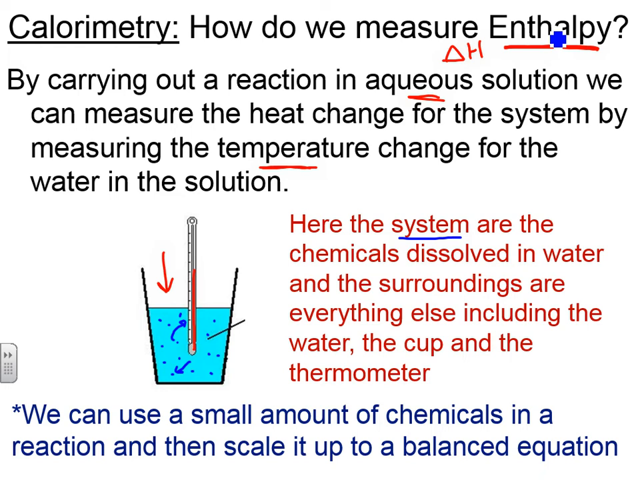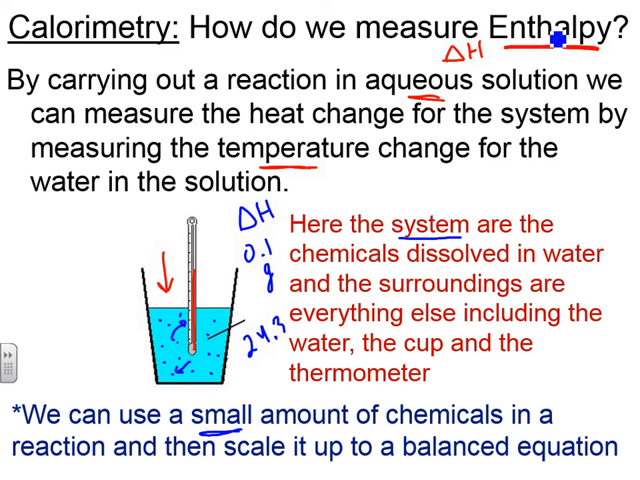And the neat thing about this is you can actually use a small amount of a chemical reaction and then just scale it up to a whole mole for a balanced equation. And that's what we're actually going to do. So you don't have to react a whole mole to get the delta H. You can actually react a small amount and then scale it up. If you react 0.1 grams, then you can say, well, what if I react 24.3 grams? How much would that be?